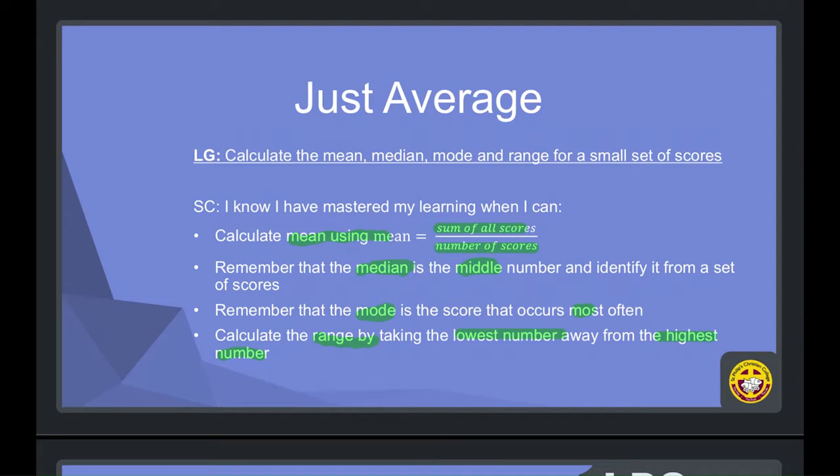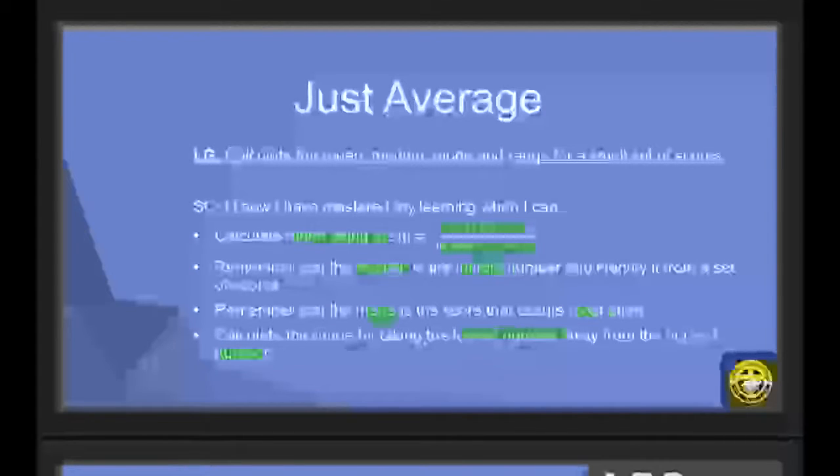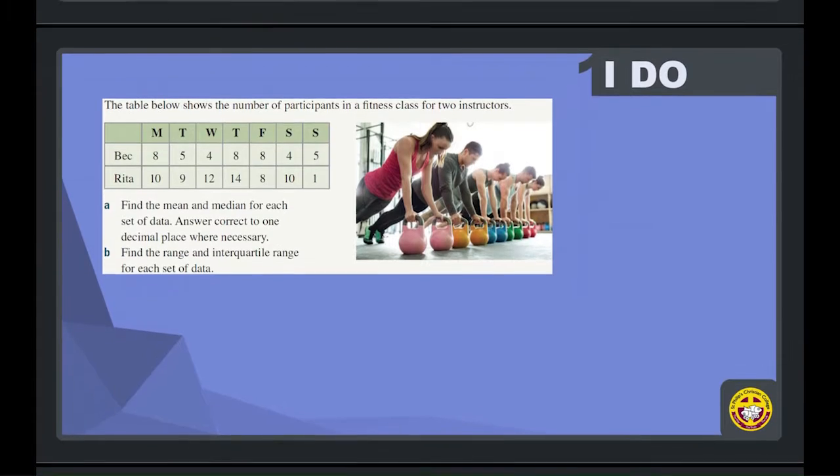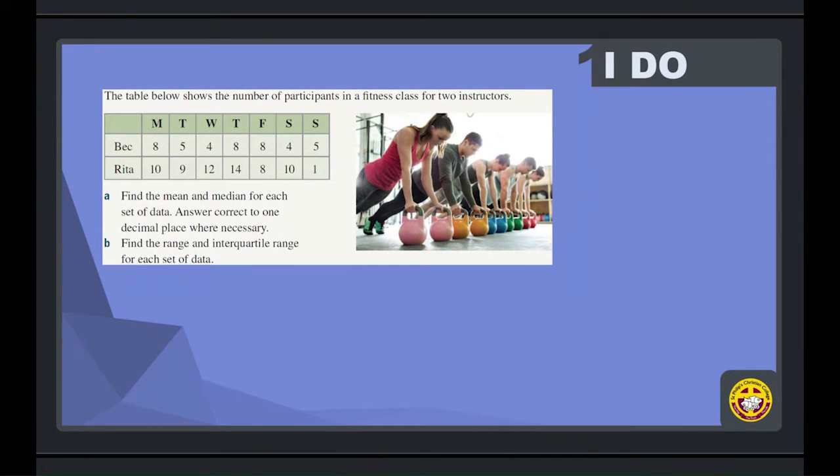We'll see examples of all of these in a minute, but everything you need to know about each of them is right here in the success criteria. Let's jump in. Here we've got some data. There are 2 fitness class instructors. These are how many participants they have each day. We're going to find the mean and the median for Beck. We're not going to do both of them. We'll just do the first one. And I also want you to forget about this word because we're going to learn about that in a few lessons' time.